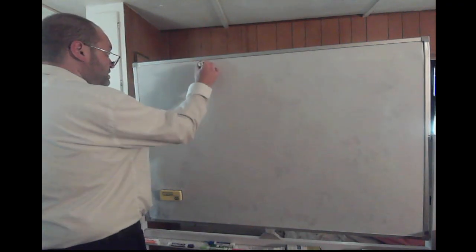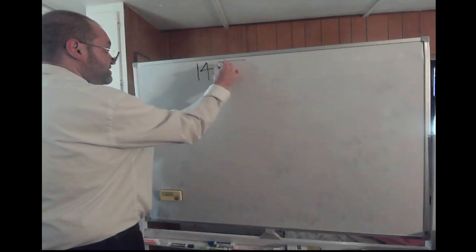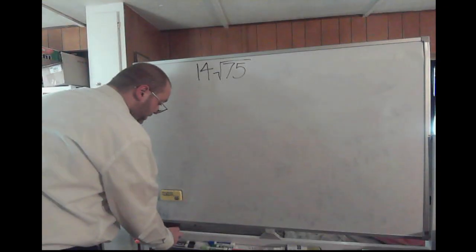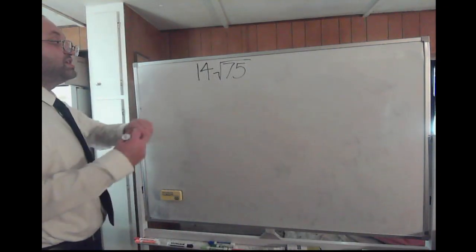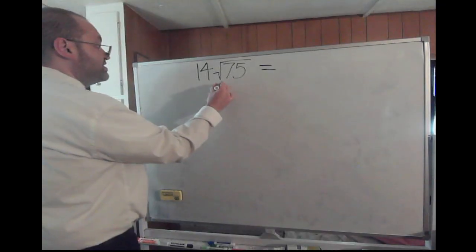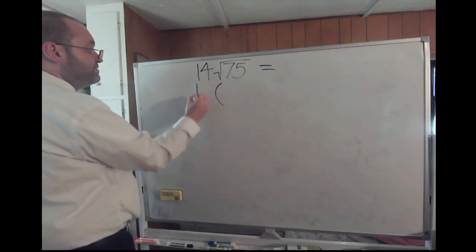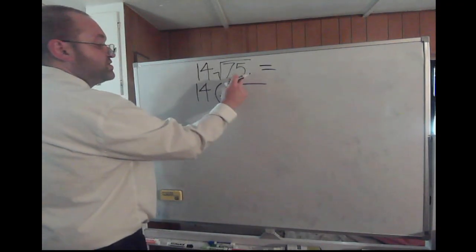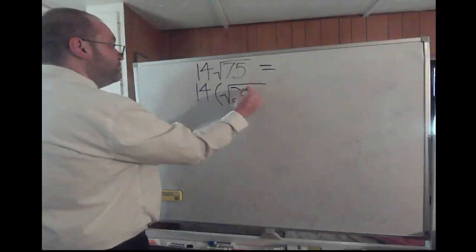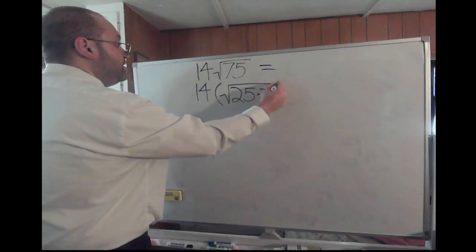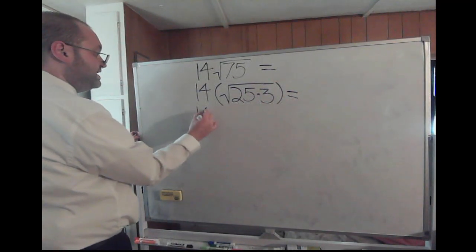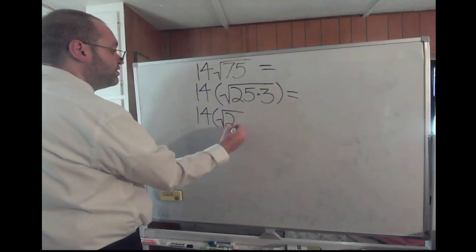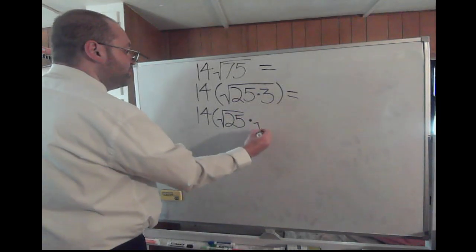Alright, so we have 14 times the square root of 75. Again, form yourself some parentheses for the square root of 75. Keep the 14 outside of the parentheses. Now, square root of 75, factors of 75 would definitely be 25 and 3, would it not? Which we know will have 14 still outside of the parentheses, but the square root of 25 times 3 can separate into the square root of 25 times the square root of 3.